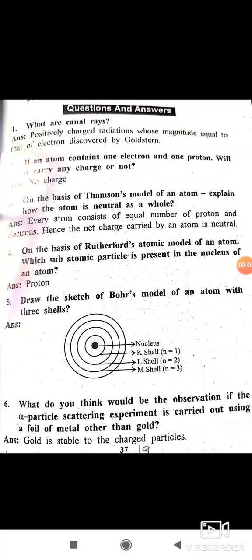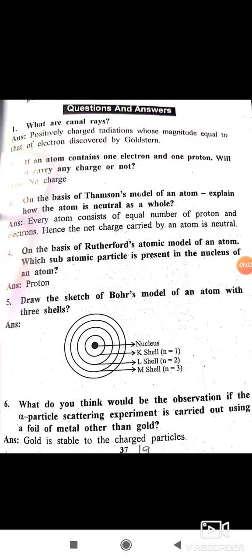On the basis of Thomson's model of an atom, explain how the atom is neutral as a whole. Every atom consists of an equal number of protons and electrons. Hence, the net charge carried by an atom is neutral.